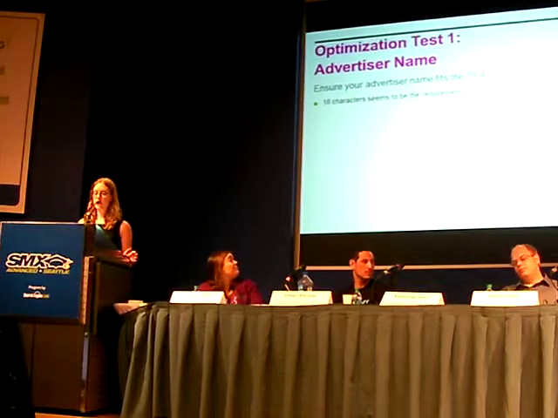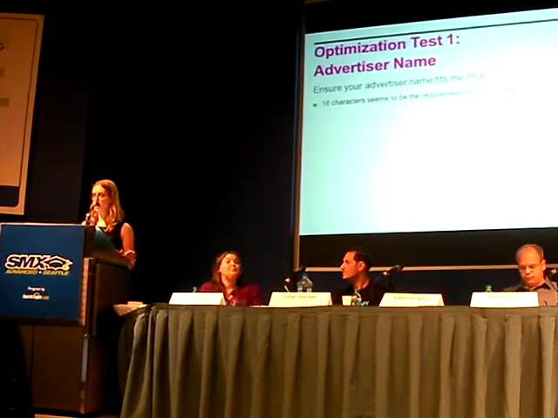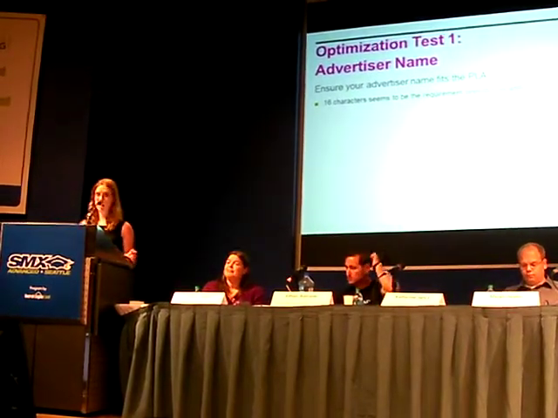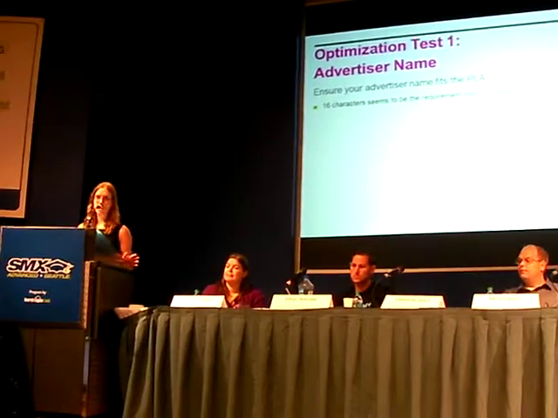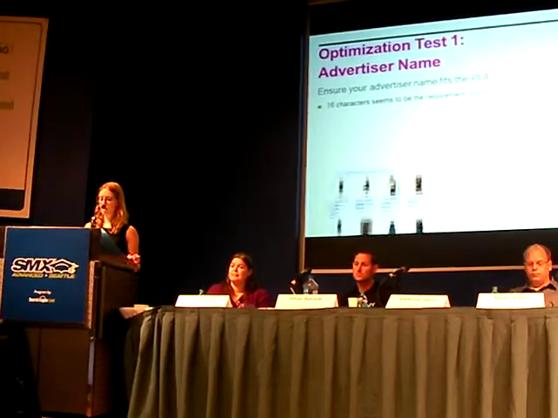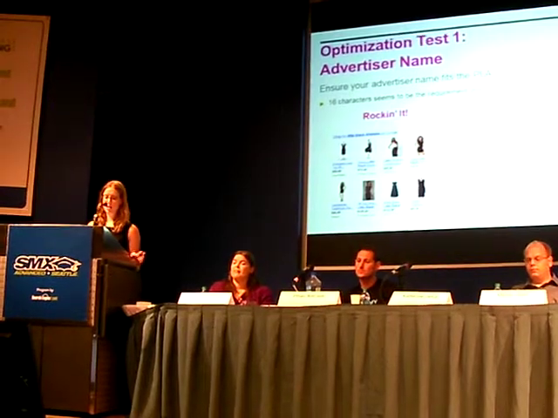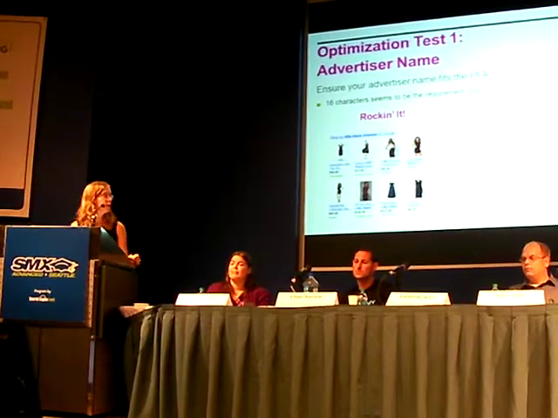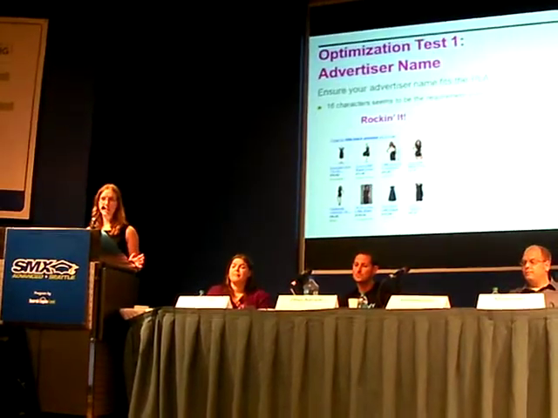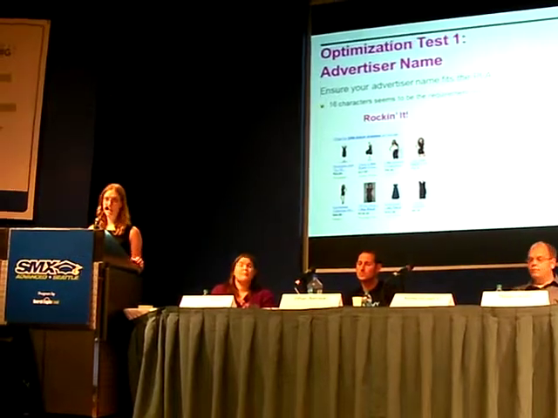So the first thing is to make sure that your advertiser name fits your PLA. And from what I've seen, 16 characters seems to be the requirement prior to getting truncated. So on a search for black dresses, all these advertisers are rocking it. I can easily read and see who these advertisers are and what they're selling.